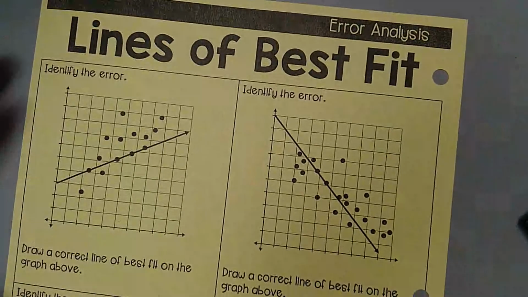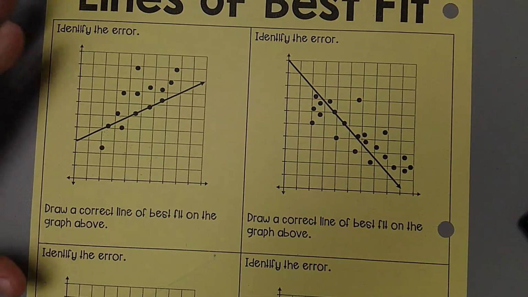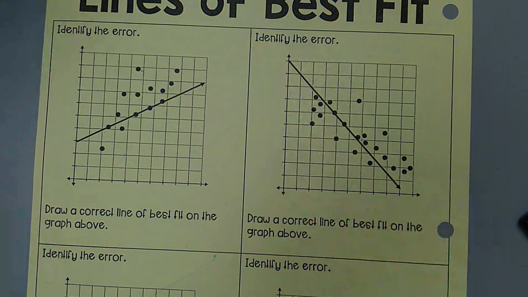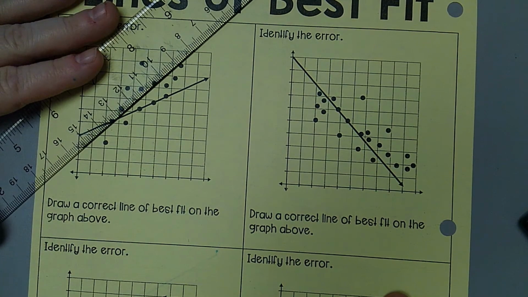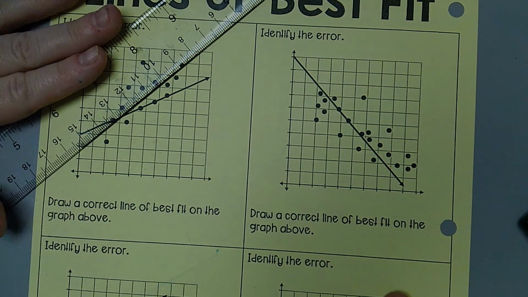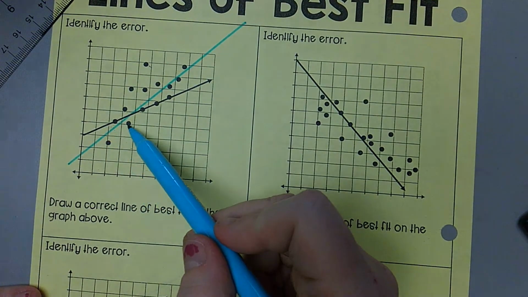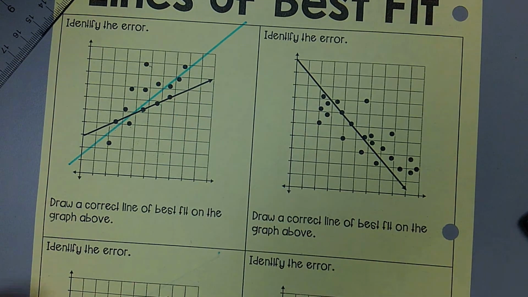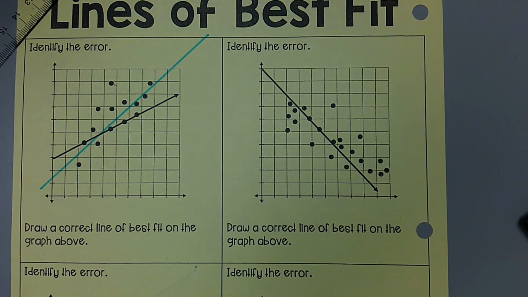On the back, draw a correct line of best fit. So this one doesn't work. There's only 2 below it and 8 above it. So you are going to draw a new line that fits more towards the center of it. Let's see, is that a good line? 6 and 7. So there's a little bit better of a line.